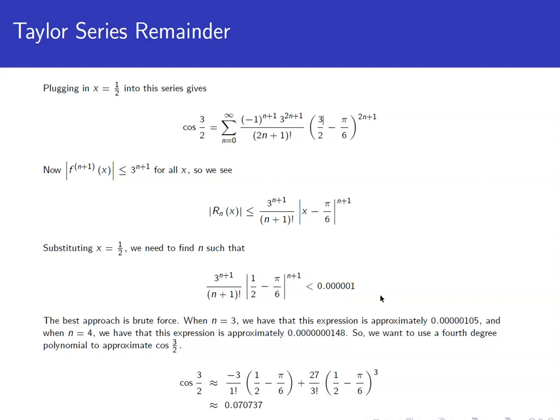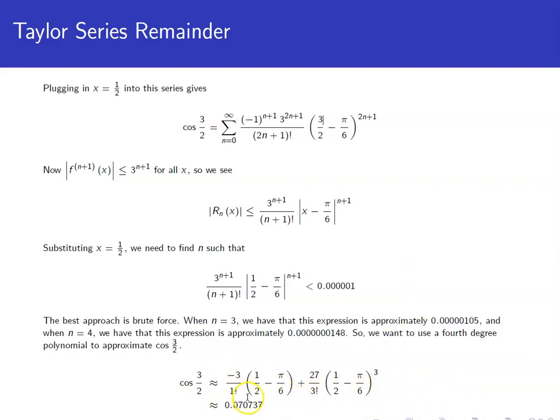If you plug in n equal to 3, we get something close to what we want, but not quite. It's a little bit too big. When we put in n equal to 4, we're finally less than that bound. Well, if n is equal to 4, that stands for the degree of polynomial we want to use. So we want to use a fourth degree polynomial to approximate cosine of 3 pi over 2. Of course, in the power series for the cosine of 3 pi over 2, the fourth degree term is 0.